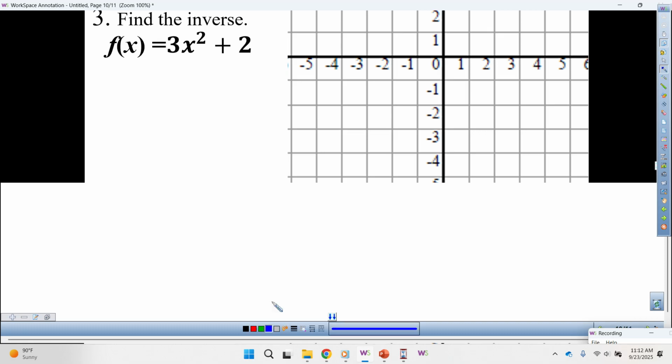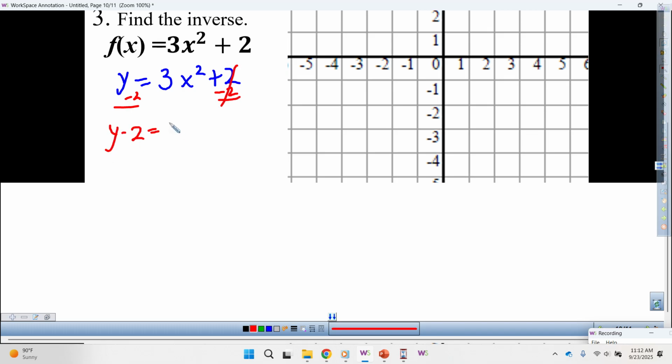What do I do first? Change it into y. So y equals 3 times x squared plus 2. Pass them one. All right, pass it back to Kiana. What do we do next, Kiana? Subtract 2, subtract 2. We end up with y minus 2 equals 3x squared.